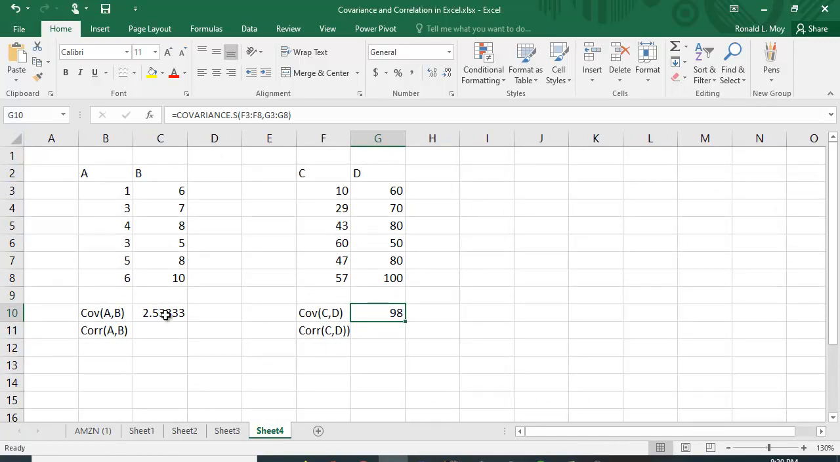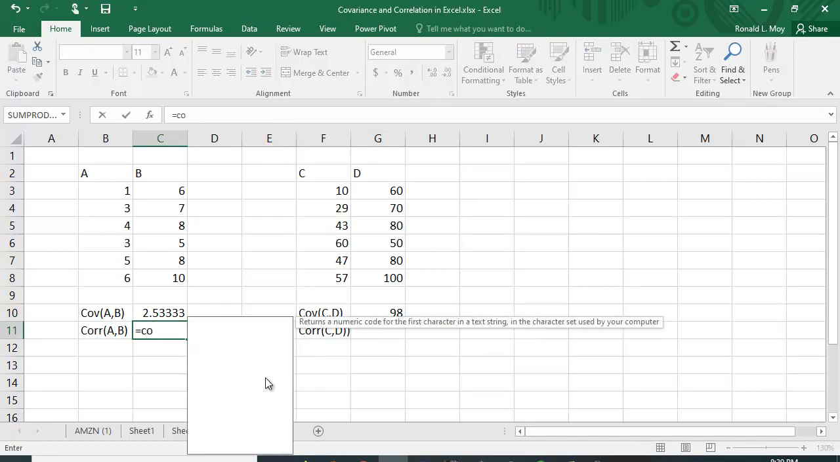But is this more strongly related, these two, than this? You can't really tell. These are much smaller units. In fact, for B, these units tend to be almost 10 times larger. I fooled around with the numbers to try and make my point, but these have bigger units, so they're going to have a bigger standard deviation. So let's calculate the correlation to see if this is true or not.